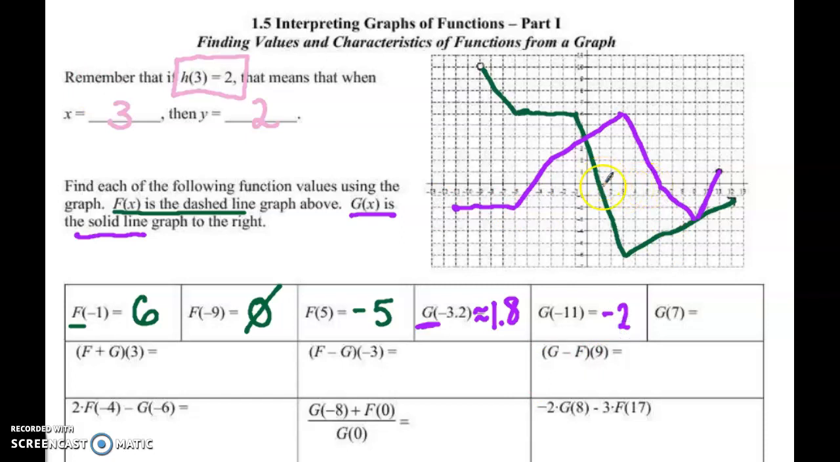And then g of 7, 1, 2, 3, 4, 5, 6, 7. I can't really tell what that point is, so let me go back and erase. Looks like it's supposed to be exactly -1. So when x is 7, the purple function is g, and the y value is -1.